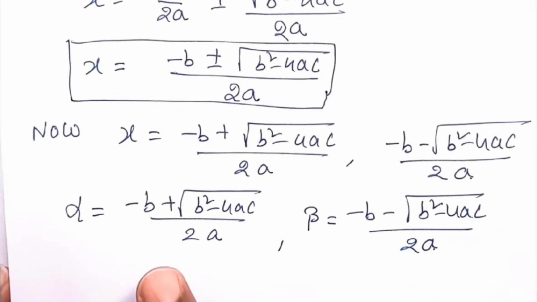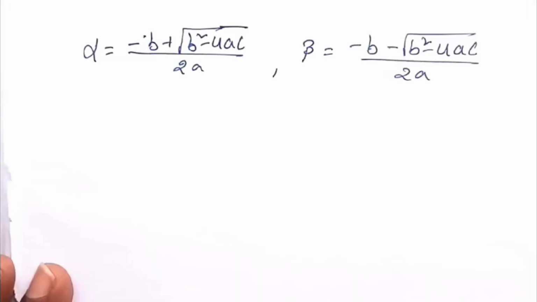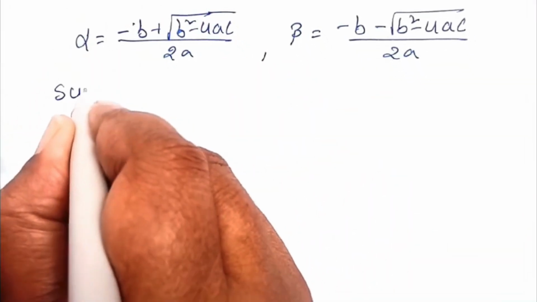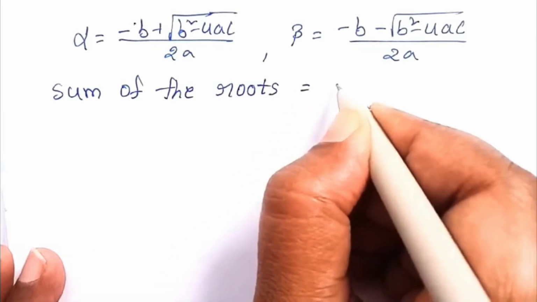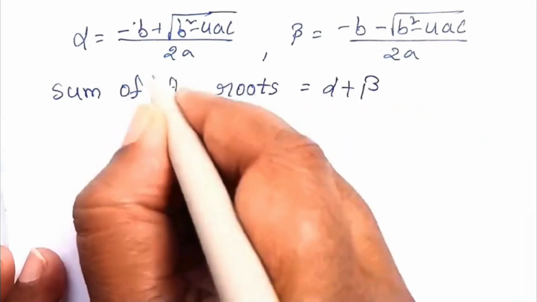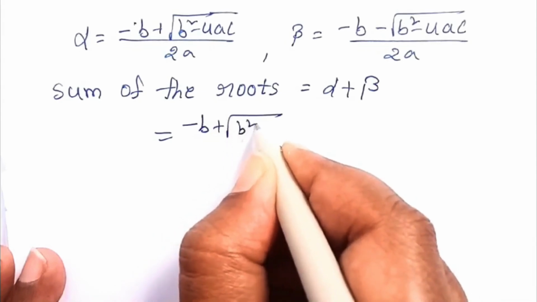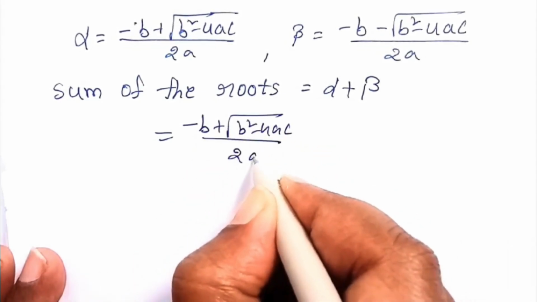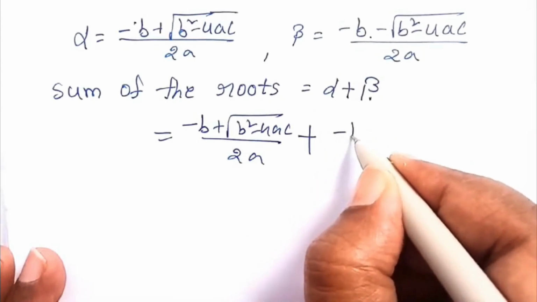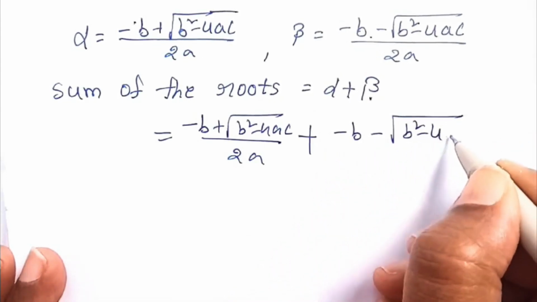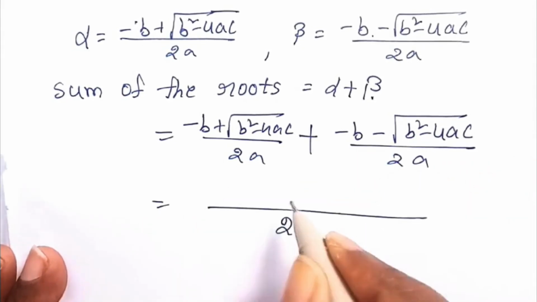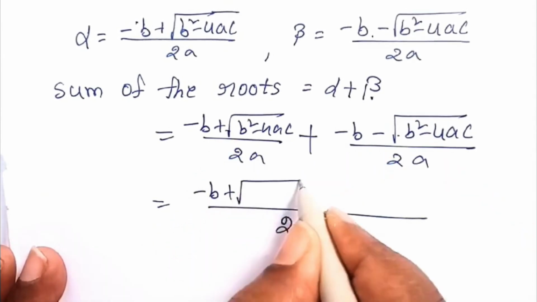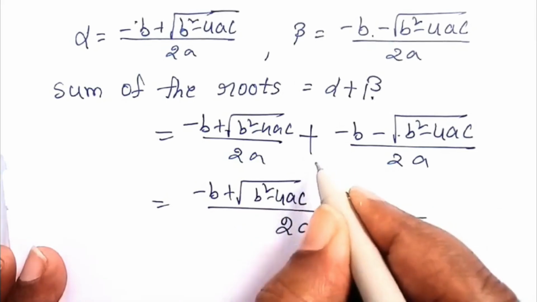Now next I'm finding the sum of the roots and the product of the roots. Sum of the roots means alpha plus beta. Now add the first one, minus b plus square root of b square minus 4ac by 2a, plus beta value, which is minus b minus square root of b square minus 4ac by 2a. The denominator is the same.